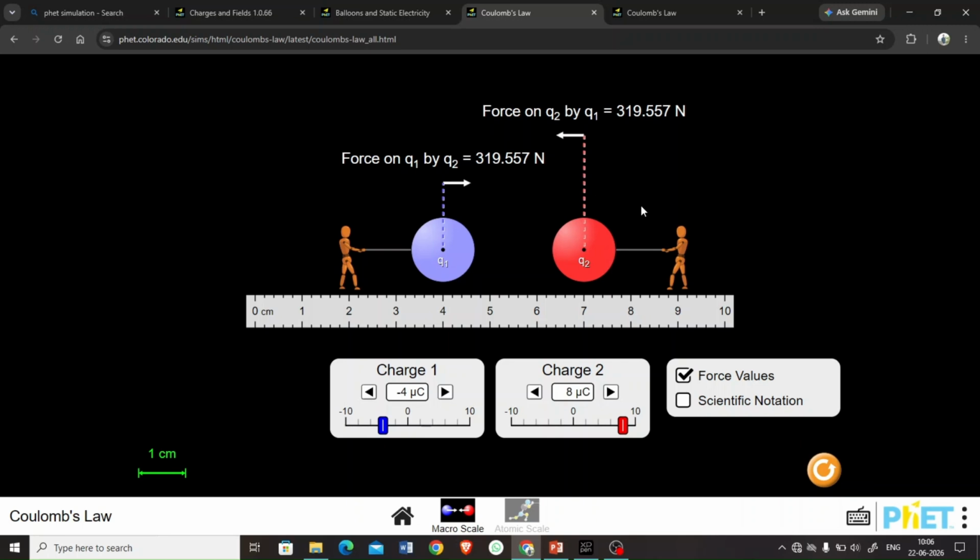Today we learned the basics of electrostatics and Coulomb's law. Try the homework question and keep learning physics.